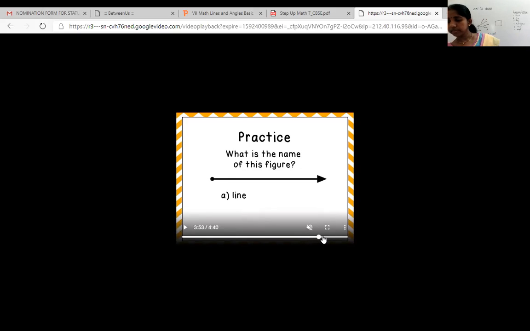Okay, next. What is this figure? This is a ray which has a starting point and doesn't have an ending point. A ray has a starting point but does not have an ending point. So this is about a ray.